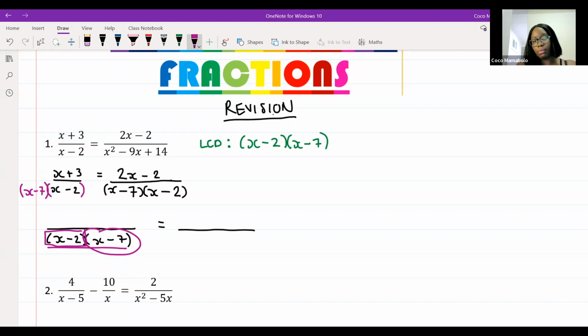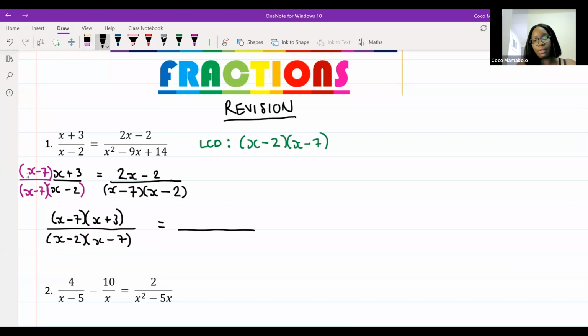Do the same with it. Yes, I must do the same with the top. Multiply by x minus 7. Okay, so this is what I'm going to get on the top part over here. I'm going to have x minus 7 multiplied by x plus 3 is equal to, and then what's my denominator on this side? Can you tell me what's my denominator on the right-hand side?